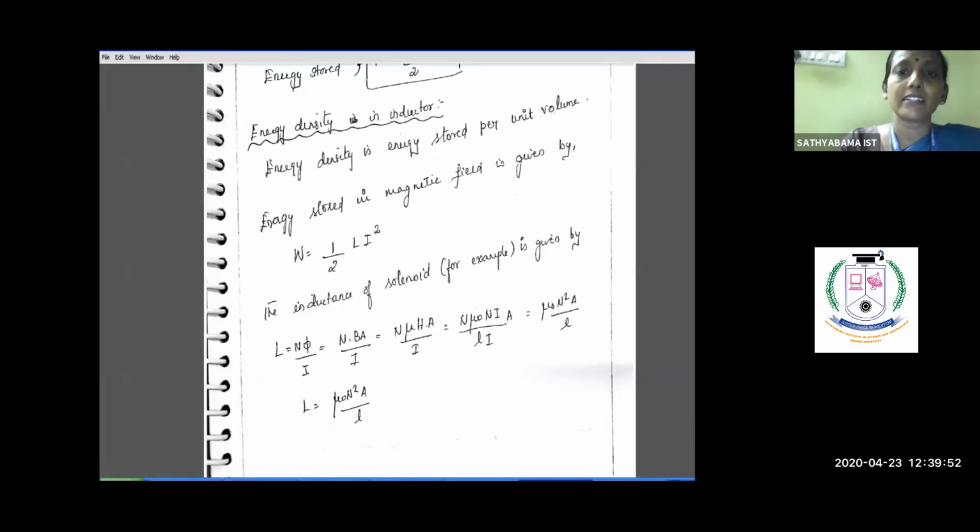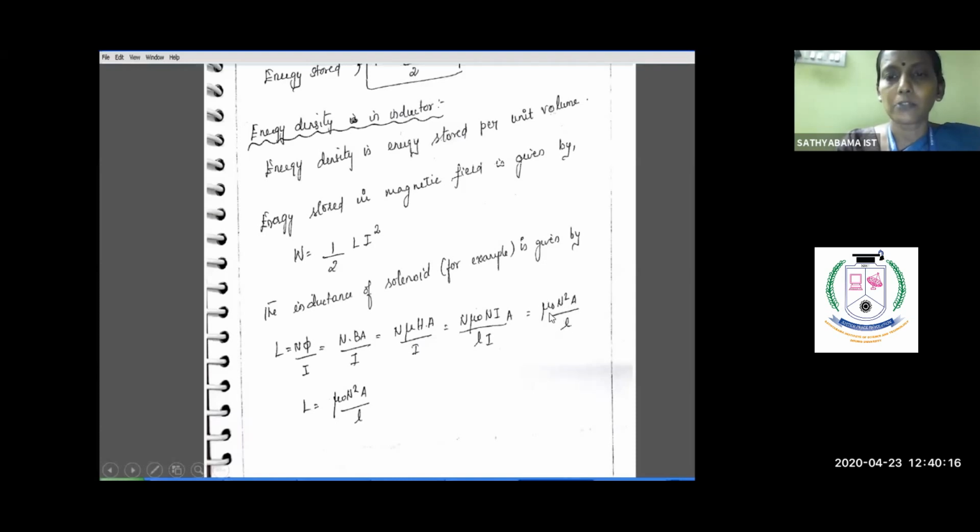When I say energy density, it is the energy stored per unit volume. So energy stored is 1 by 2 L I square, and we know what L is. L is nothing but N phi by I. Phi is replaced as B into A. B is replaced as mu into H. H is replaced as N I by l. So when you substitute all the terms, it becomes mu N square A by l.